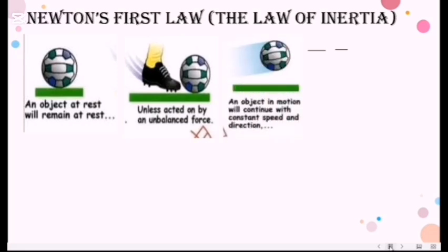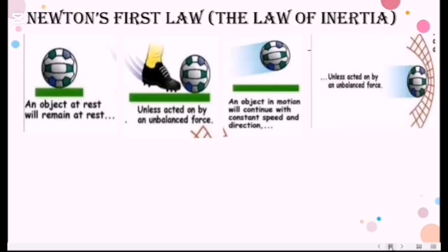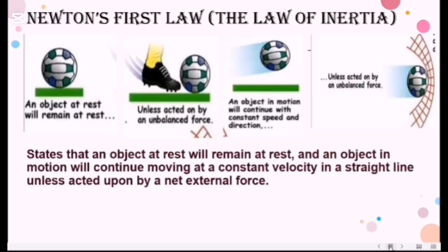Again, Newton's first law says that an object in motion will continue with constant speed and direction. For example, an astronaut in space, once they start to move, since there's no gravity, they will move without end, unless a certain force causes them to stop. So simply, in your exam, when they say state Newton's first law, you simply say that an object at rest will remain at rest, and an object in motion will continue moving at a constant velocity in a straight line unless acted upon by a net external force.